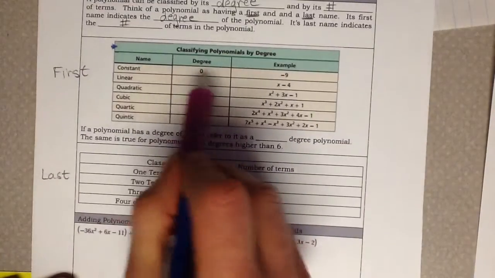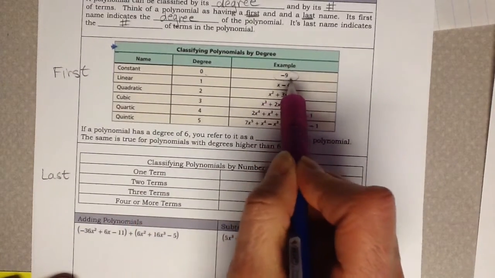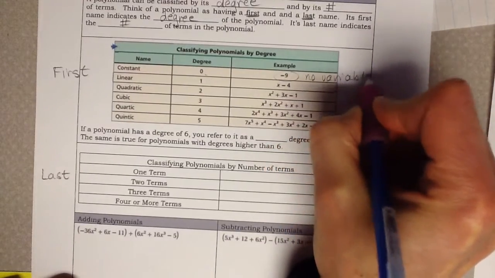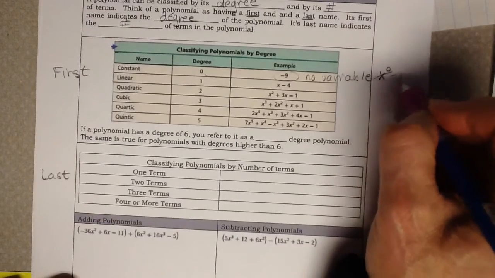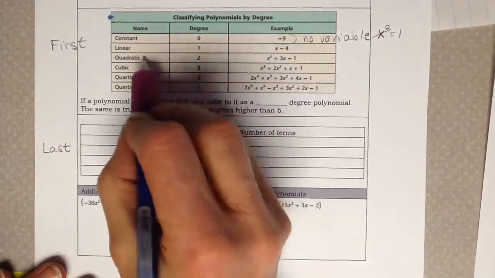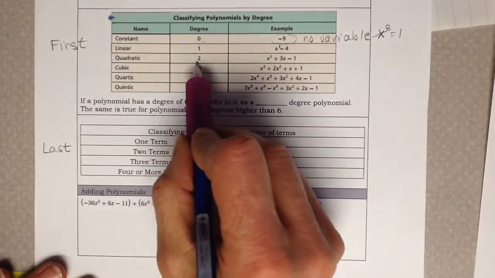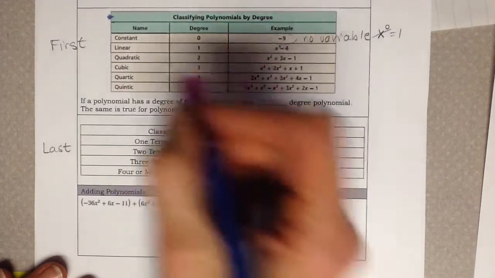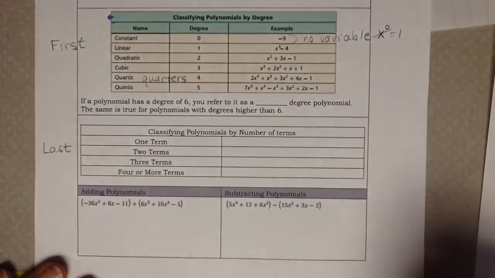So if you have a degree of 0, this is an example of a degree of 0. There's no variable with it. And the reason why is if you have x to the 0 power, anything to the 0 power just changes to 1. If we have a degree of 1, it's called linear, so that looks like this. And degree of 2 would be quadratic, and degree 3 would be cubic. Degree 4 is quartic. You can think of quarters. There are 4 quarters in a dollar.